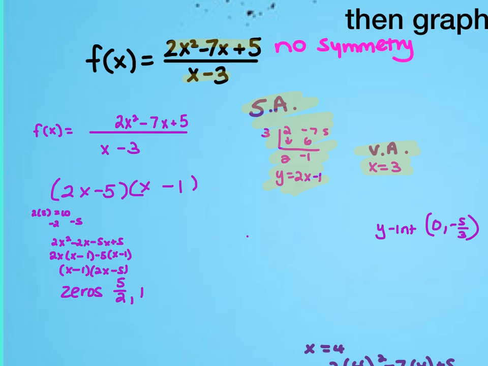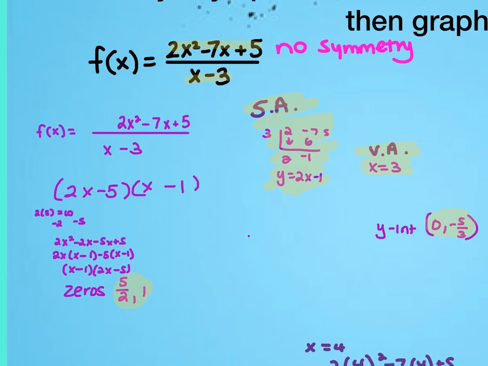Your zeros come from your numerator. Solve those, and you get 5/2 and 1. Your y-intercept, you plug 0 in for x, and you get (0, -5/3).